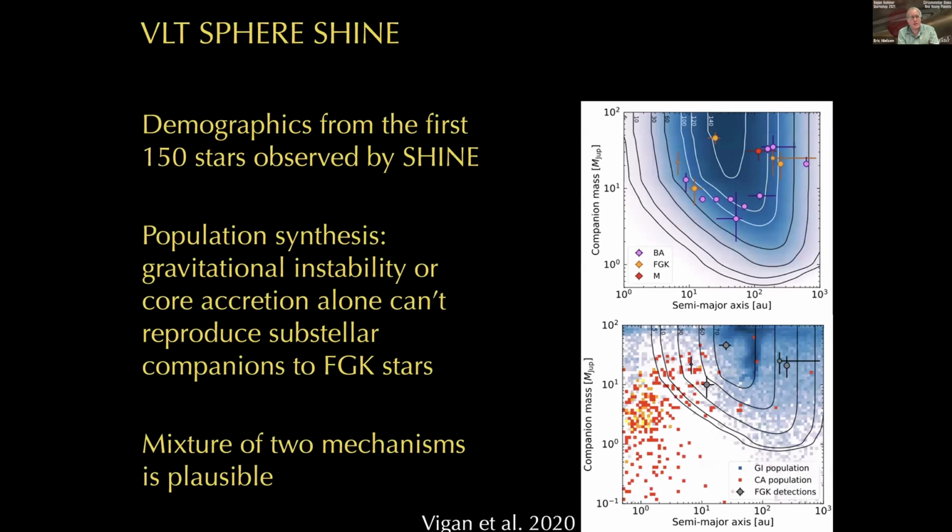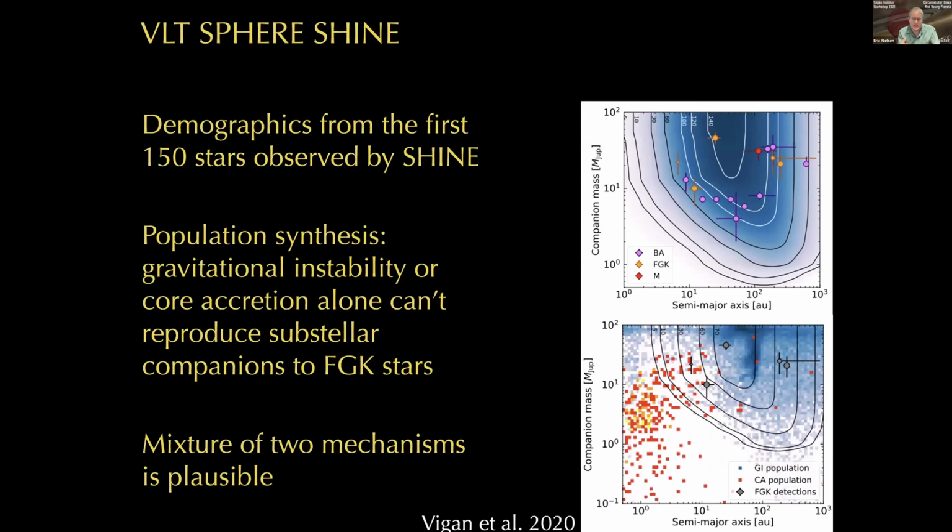Okay, and I want to mention as well that since our work came out, there's this wonderful paper by Arthur Vigan looking at another planet survey using an instrument at the VLT called SPHERE. The SHINE survey recently published demographics on the first 150 stars they observed. Here's what their tongue plot looks like and their detections. So first of all, a very nice agreement between our two surveys. We both see this trend where higher stellar mass corresponds to a larger planet fraction.